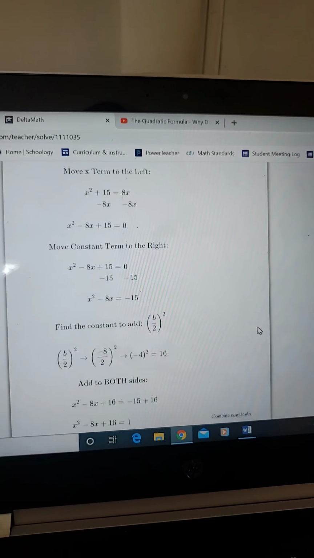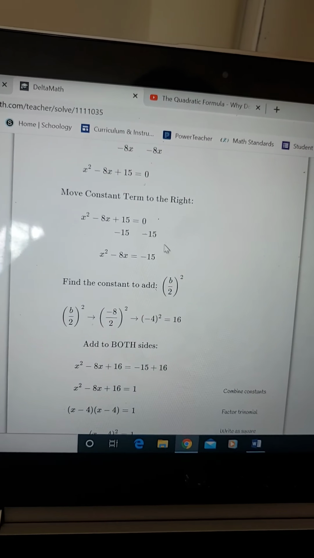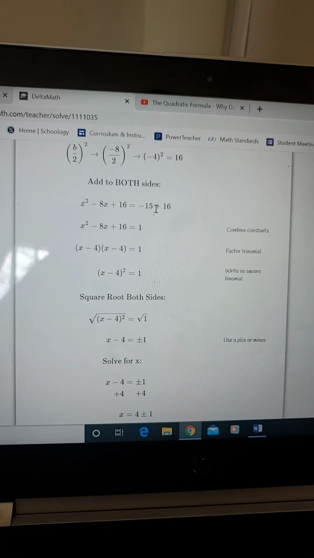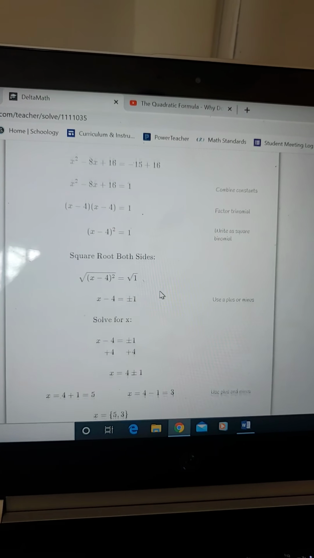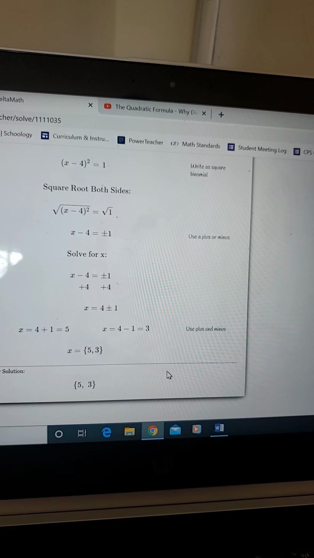Okay. Let's see, it did everything the same way, I believe. Constant term on the right, b over 2 squared, added it to both sides, square rooted both sides, split them up. Okay.